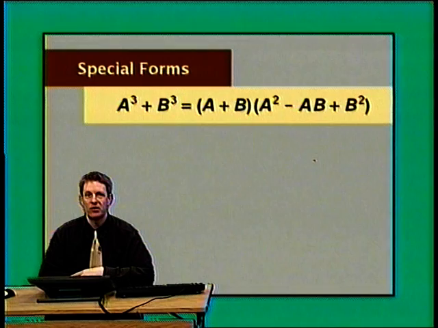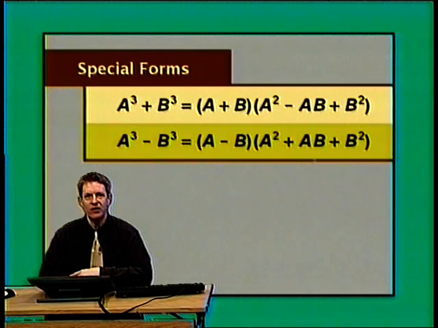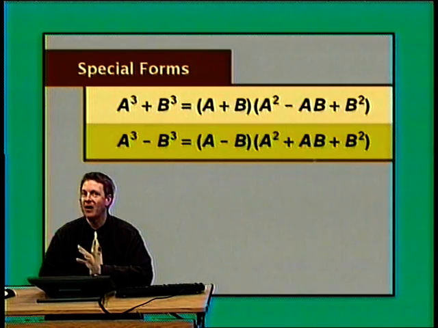We have two special forms that address sum and difference of cubes. The first addresses the sum of cubes, a cubed plus b cubed. That's the sum of two perfect cubes, and that factors into a plus b times a squared minus ab plus b squared. Likewise, the difference of cubes, a cubed minus b cubed, factors into a minus b times a squared plus ab plus b squared.